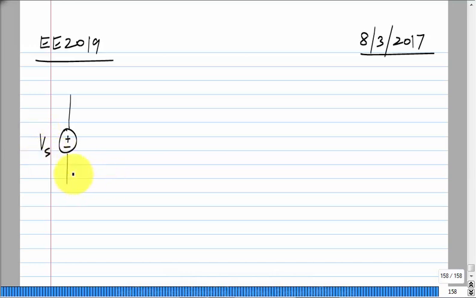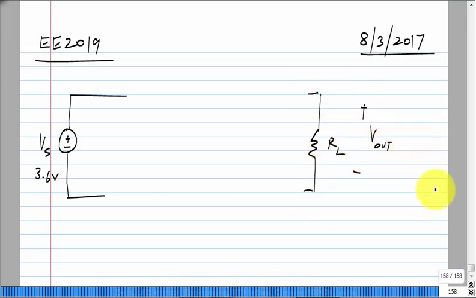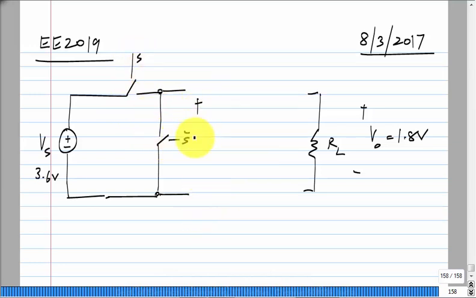So, we have a source Vs, let us say this is 3.6 volts, it can be anything, and we have a load RL, and across RL we want some V out, or VO, let us say, and we can take this to be 1.8 volts, it can also be anything. So, first we get an average equal to VO, whatever it is that we want, by an arrangement of switches.